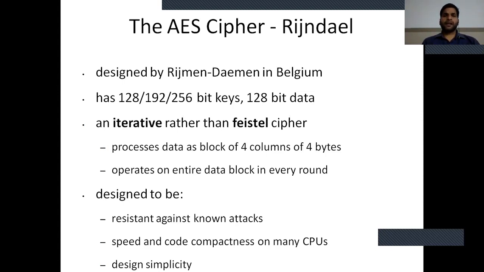AES is designed by Rijmen and Daemen in Belgium. It has 128-bit data and supports 128, 192 and 256-bit keys, and it is iterative rather than a Feistel cycle. The 128-bit data is processed in the form of a data block of 4 columns and 4 bytes, with operations on the entire data block in every round.